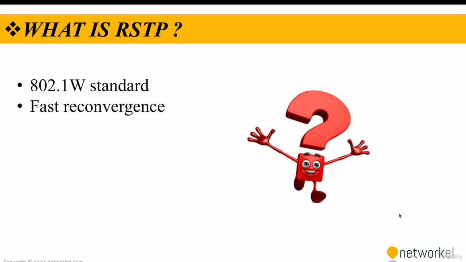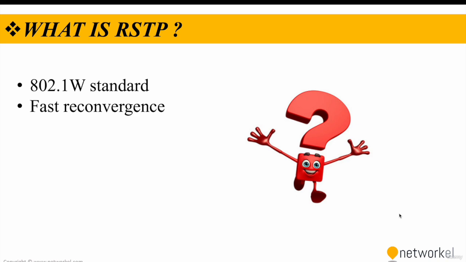So RSTP, guys, reduces the time it takes for a network to adapt to changes such as a switch failing or a new switch being added. So it can converge in seconds compared to the minutes required by the older spanning tree protocol. And RSTP is backward compatible with the spanning tree protocol, meaning it can work with networks that still use the original protocol. However, for optimal performance, RSTP should be used throughout the entire network.